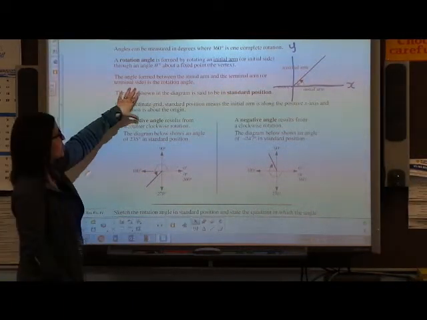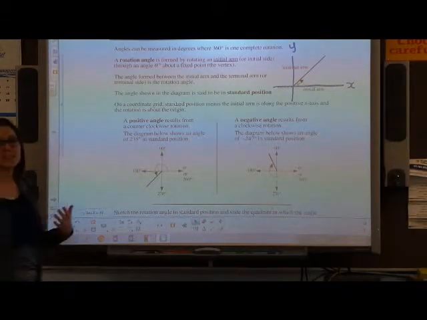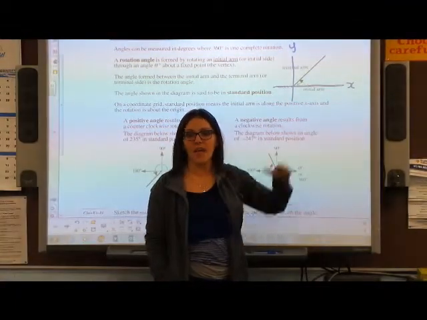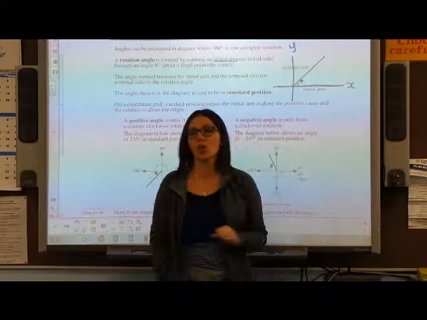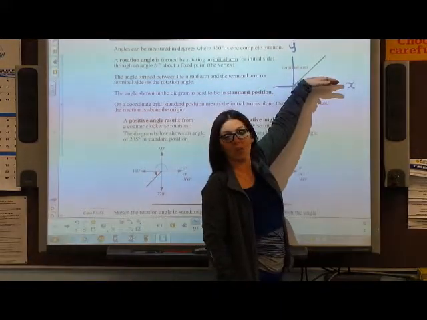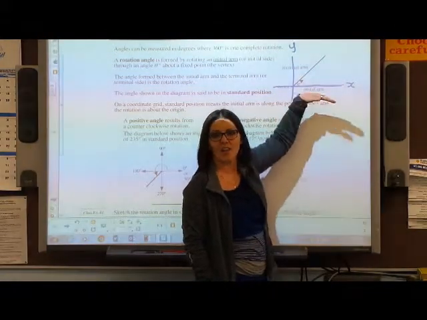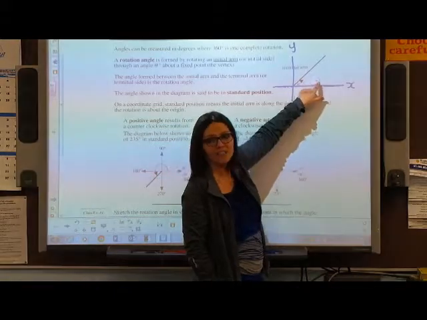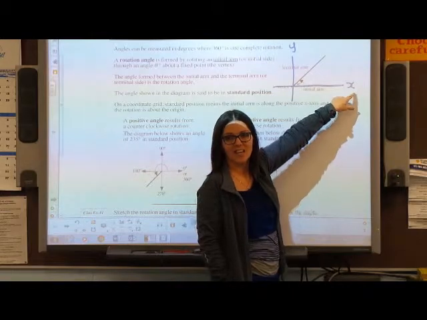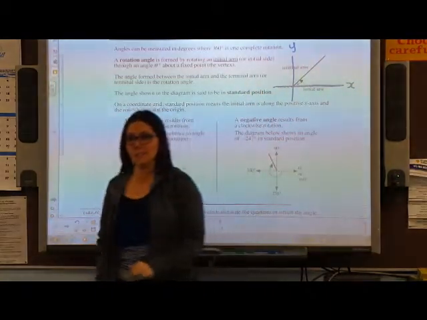The angle that is shown in the diagram is said to be in standard position. What it means to be in standard position is I've started on the positive x-axis, and then I've rotated counterclockwise. We rotate counterclockwise because when we number the quadrants, we start 1, 2, 3, 4. Another way to remember it: the sun rises in the east. If I think of this as a compass, this is east, it sets in the west, goes around the planet, and comes back up in the east.